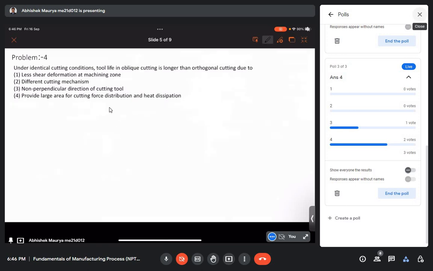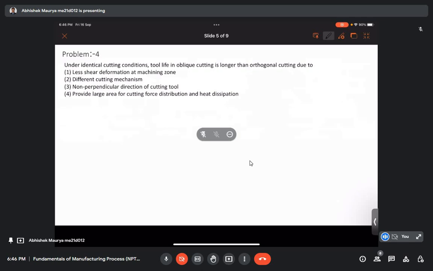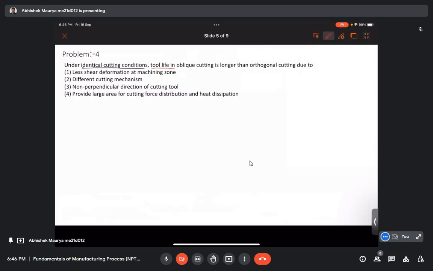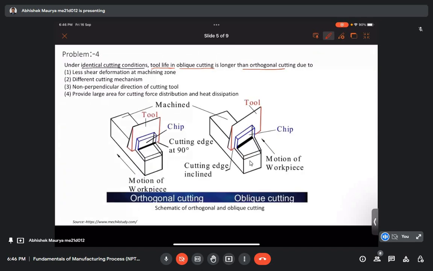Anyway, the correct answer is the fourth one. Now I will try to explain why the fourth one is the correct answer. So first of all, what is given? Identical cutting situation. And second is what is being asked. It's about the tool life in oblique cutting compared with the tool life in orthogonal cutting. So let's quickly see what orthogonal cutting and oblique cutting are.